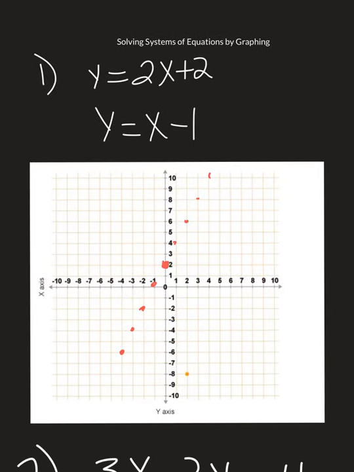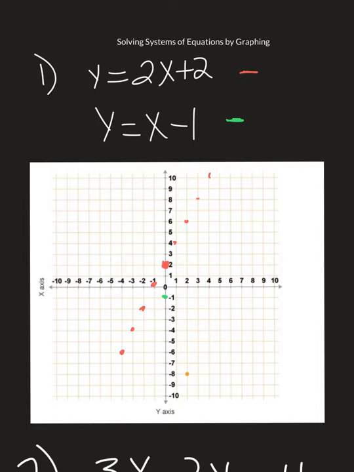Our next line is y equals x minus 1. So, just like the last one, we're going to start with our y-intercept, and that's going to be negative 1, right? And that's going to fall right there. I'm going to show this in green, and this is red.